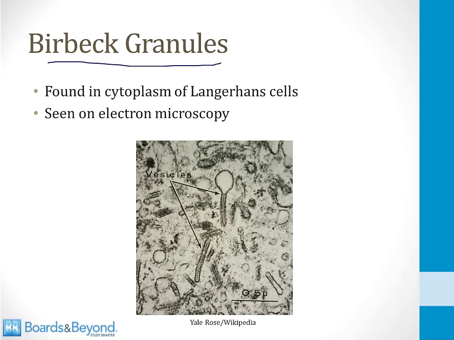Birbeck granules are organelles that look like a tennis racket. There's one shown on the screen here, and they're found in the cytoplasm of normal Langerhans cells and also in the malignant cells in this disorder. And you can't see these under the regular light microscope. To visualize these, you have to use electron microscopy.